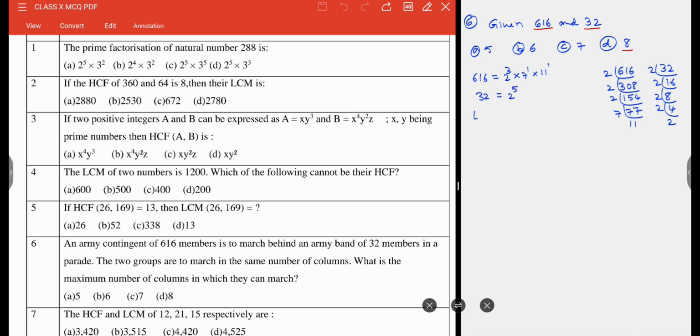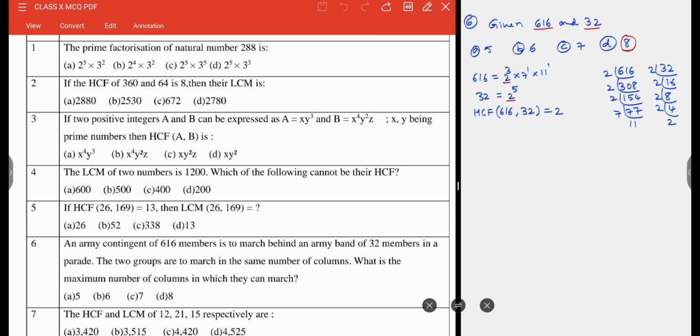Now HCF we have to find. Because it is objective, directly you can select which number divides both, that is 8 actually. But if you want to find it by the factorization method, then for HCF of 616 comma 32, we select the common factor first. There is only one common factor, that is 2.